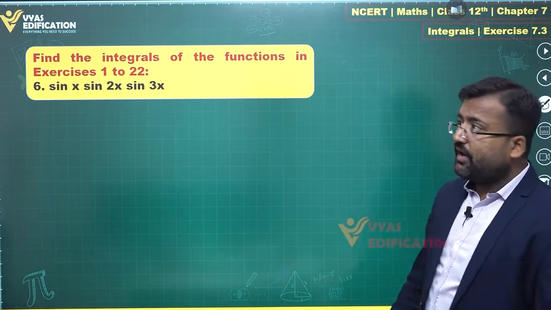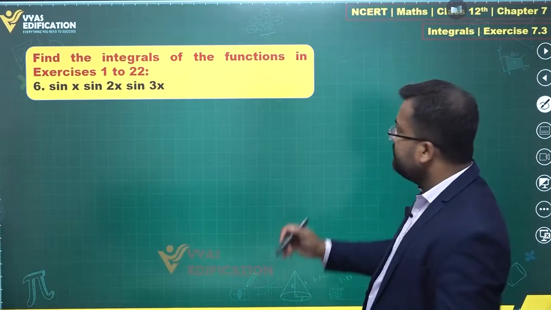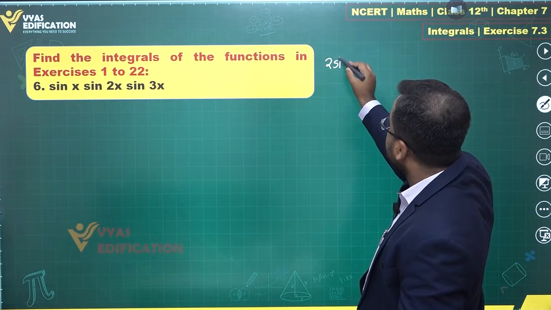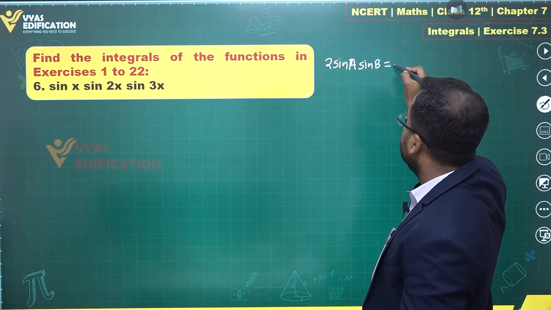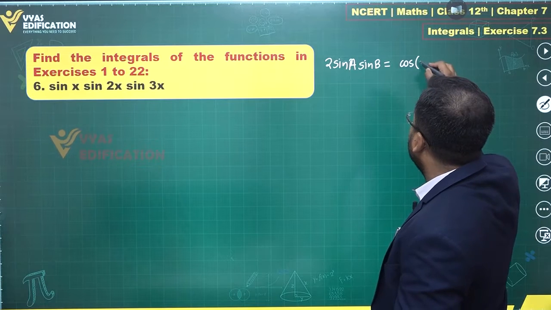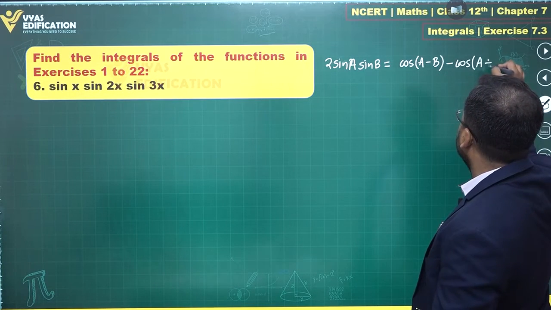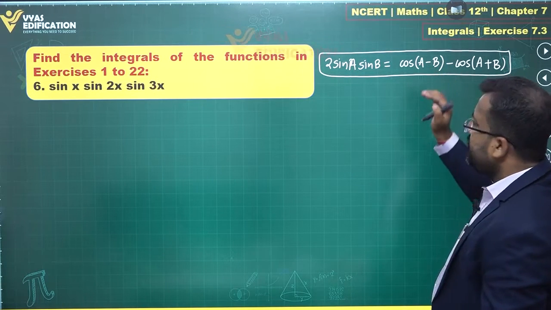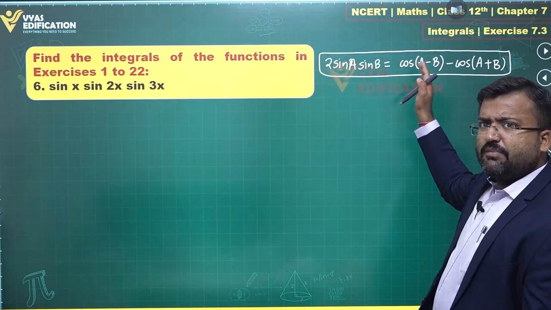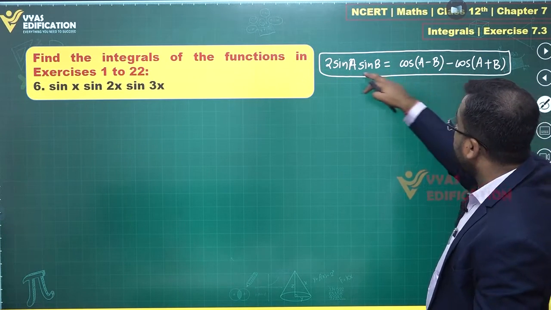That transformation is required. I have two signs, I have three signs actually. I'll combine any two signs with the help of this result: 2 sin A sin B is equal to cos of A minus B minus cos of A plus B. This is the result that we have. Cos of A minus B is actually equal to cos A cos B plus sin A sin B. This is cos A cos B minus sin A sin B. Subtracting them will give me 2 sin A sin B. This is what you get.